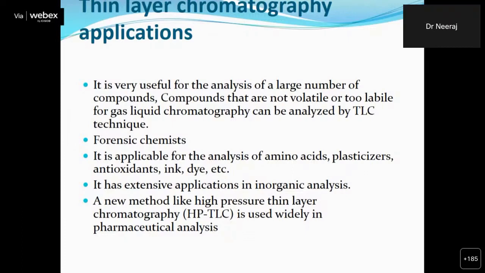This is called high pressure TLC, HPTLC. It is a thin layer chromatography which is used widely in pharmaceutical analysis. Yesterday I discussed HPTLC, which is required for pharmaceuticals, pharmaceutical chemistry, pharmaceutical analysis. You have to use the HPLC along with other techniques like NMR, electrophoresis and so on.